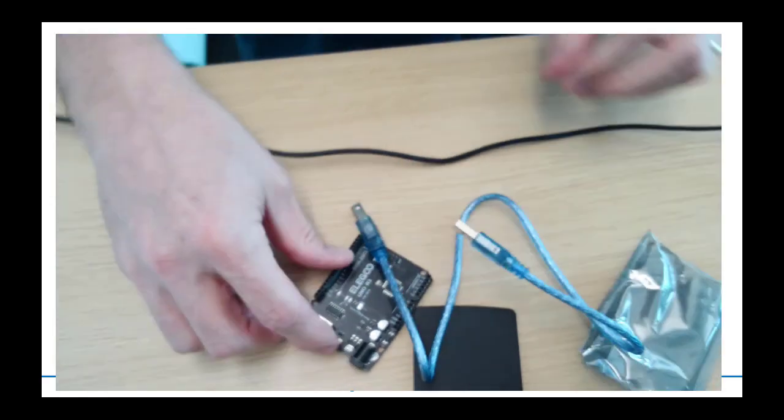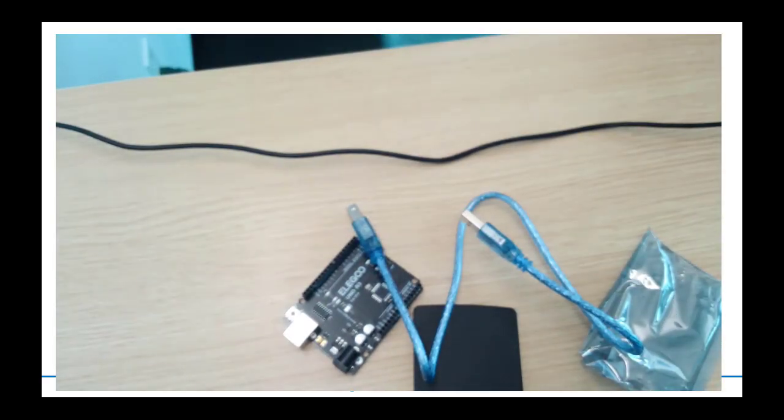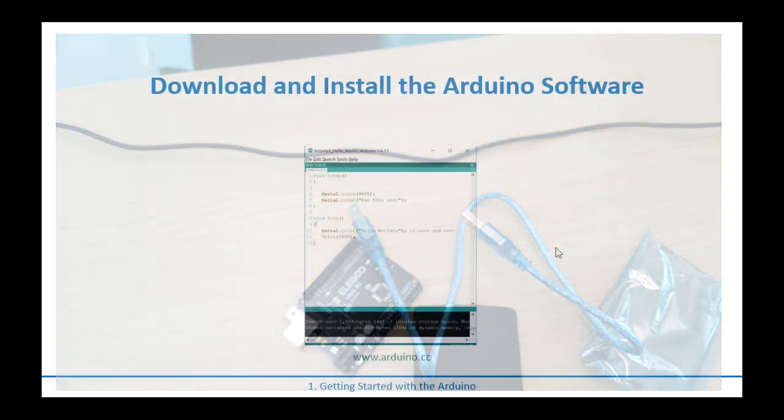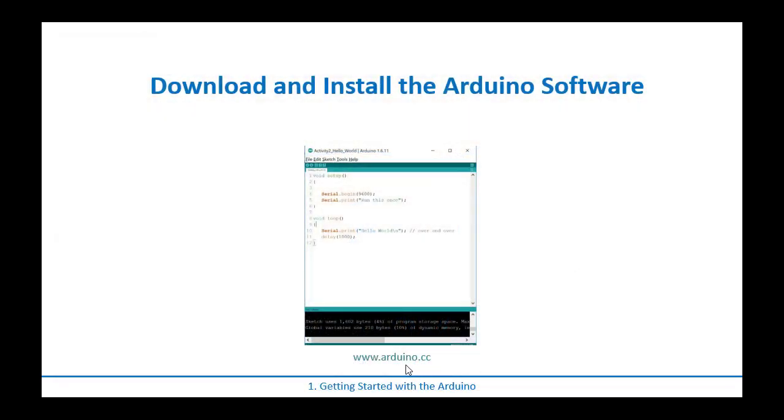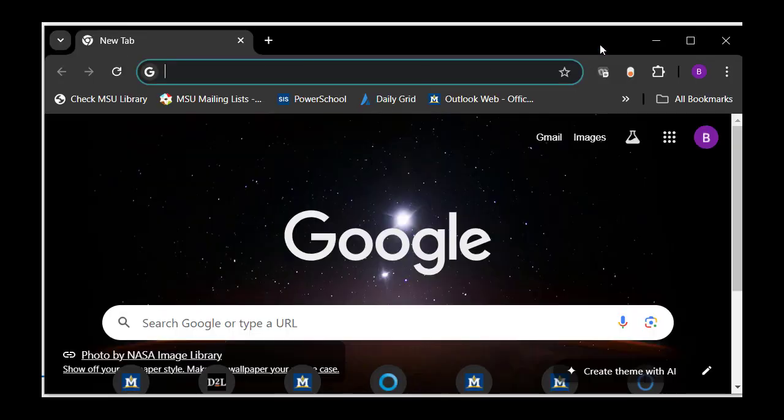Okay, so here we go. Now what we're going to do is go out and get the software. I'm going to go to a website called arduino.cc in order to get this software. So let me bring up a web browser.